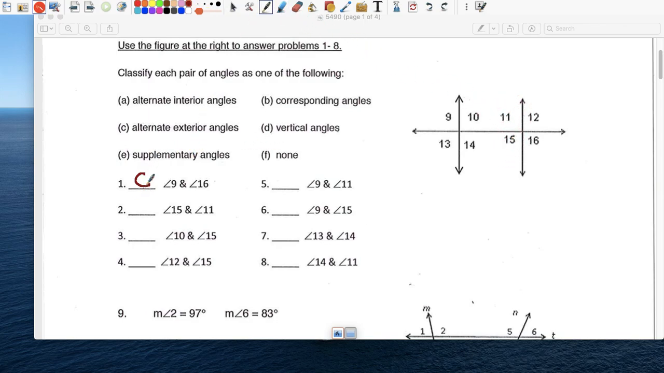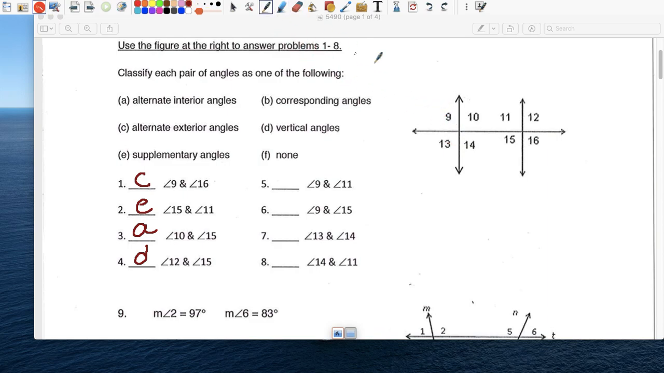Where's supplementary? E. 10 and 15. They're between the two parallel lines. They're alternate, what do you call this? Alternate interior. 12 and 15. Okay, so here's 12, here's 15, and those are nice and easy. Those are the vertical angles.